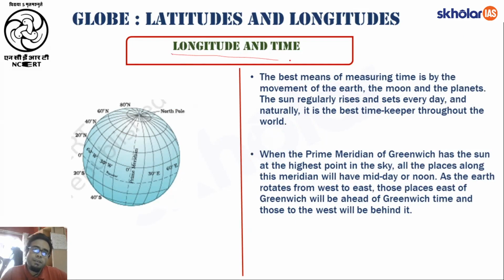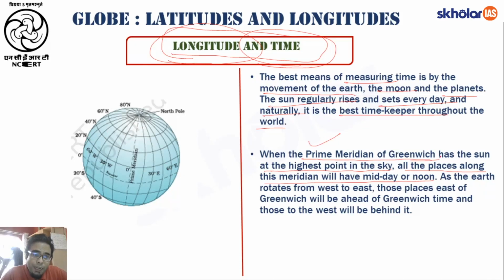Now we have to understand the relationship that exists between your longitude and time. The best means of measuring time is by the movement of the earth and the moon and the planets. The sun regularly rises and sets every day, and naturally it is the best timekeeper throughout the world, right? So very important to understand, longitude and time are correlated to each other. Now we shall understand this. When the prime meridian of Greenwich has the sun at its highest point in the sky, all the places along this meridian will have midday or noon, right?